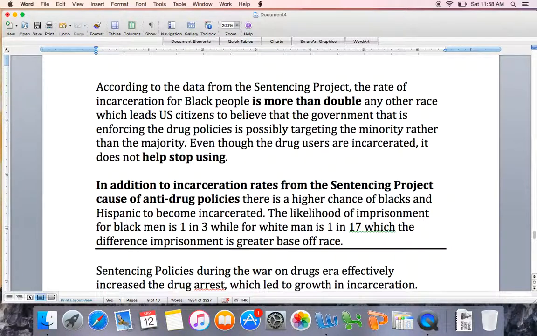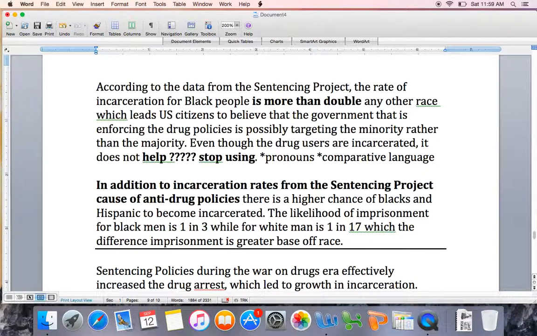than the majority. Even though the drug users are incarcerated, it does not help stop using. It does not help who stop using. I think you might want to really review use of pronouns and use of comparative language, right? So when you're saying something is more than double, this person did this rather than doing this did this, there's a way that you have to sort of phrase it, and you want to be clear on how that is.